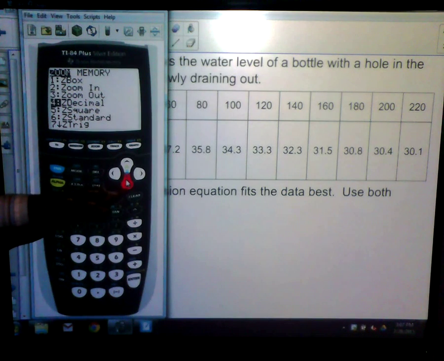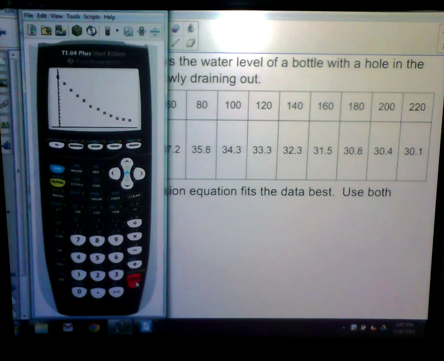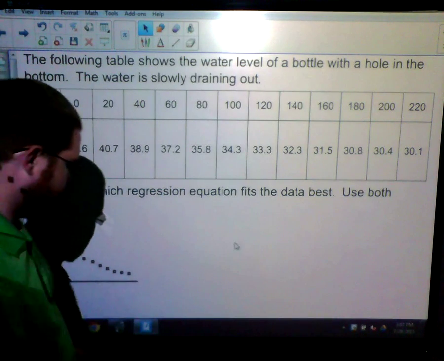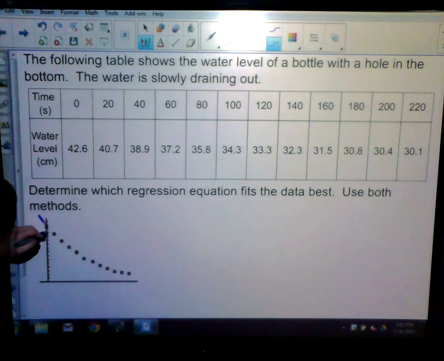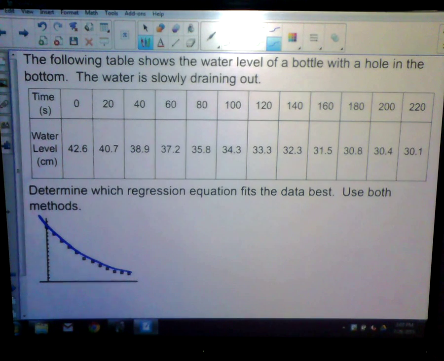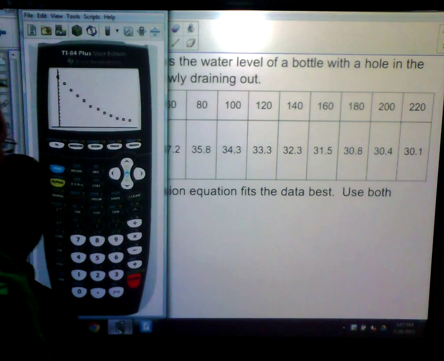I don't know which one zoom stat is. There it is, zoom 9. And I have this graph. Ooh, that's a little confusing. It looks like a parabola. It looks like one side of a parabola. Let's look at our regressions now.